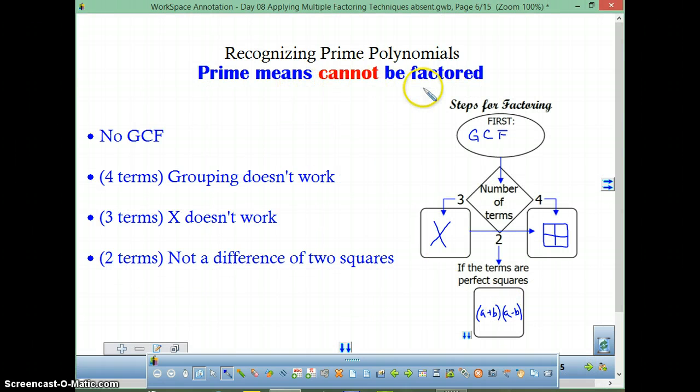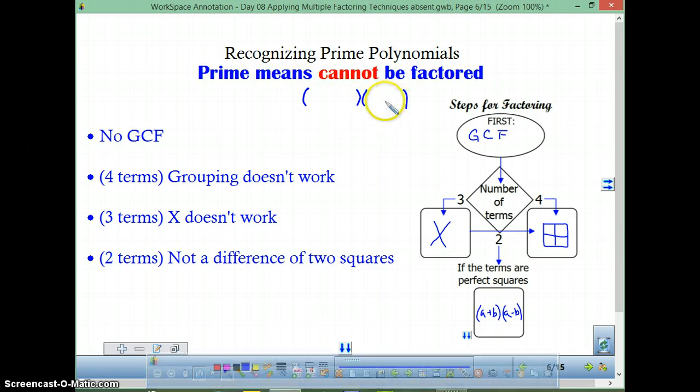One more time, prime means it cannot be factored. It cannot be split into parts that are multiplied by each other. How do you check to see if it's prime or not? It's only prime if there's no GCF, if it can't be split by grouping, if it's a trinomial, the x won't work. You won't be able to split those middle terms. And if it's a binomial, if it has no GCF and it's not a difference of two squares, then it's prime.